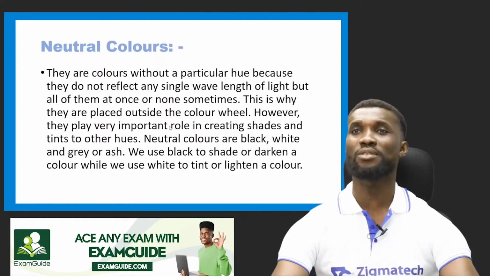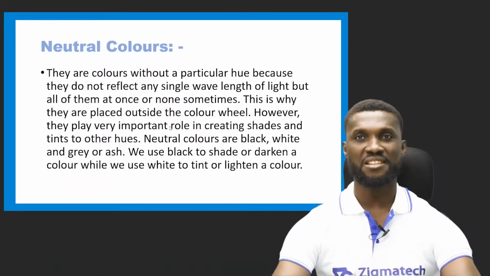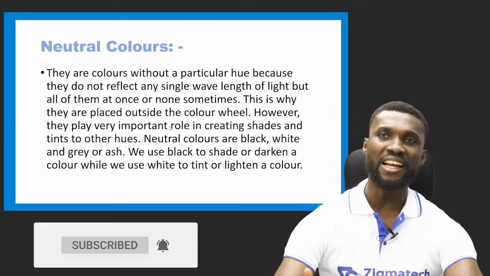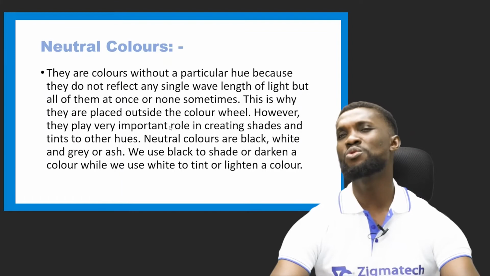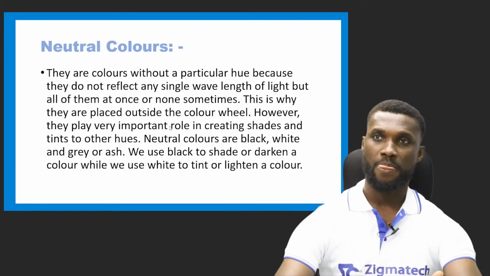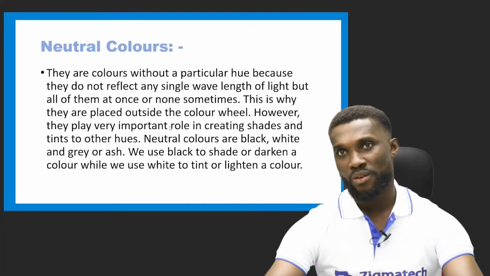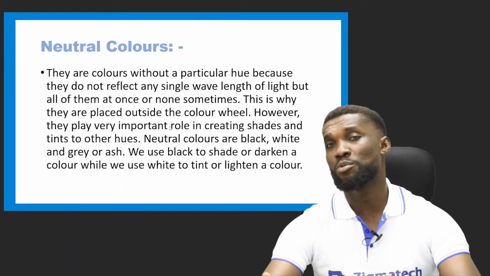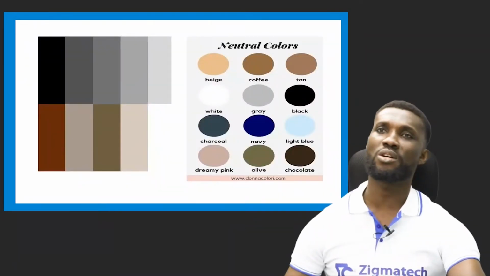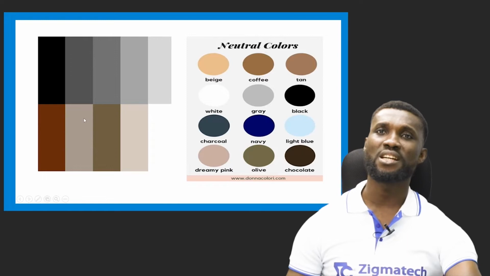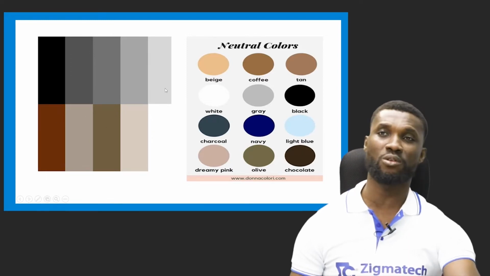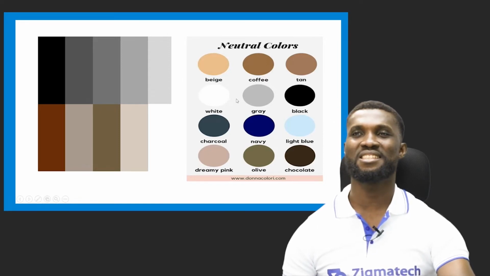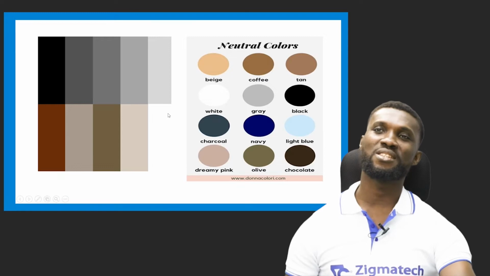However, they play a very important role in creating shades and tints of other hues. Neutral colors are black, white, gray, ash, to mention but a few. We use black to shade, to make the colors darker, while we use white to tint these colors, to make them lighter. So that is how we get some of these neutral colors. Let's look at how these neutral colors look. Now you see, these are perfect examples of neutral colors. These are beautiful. They are my favorite colors. I like working with the gray colors. They look so calm, so earthy, so relaxed. All right, so these are neutral colors.